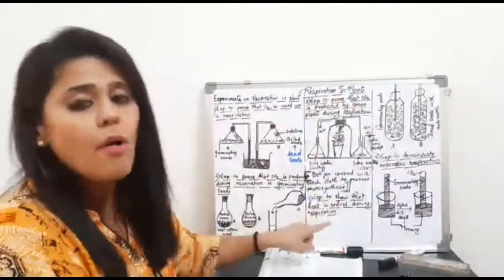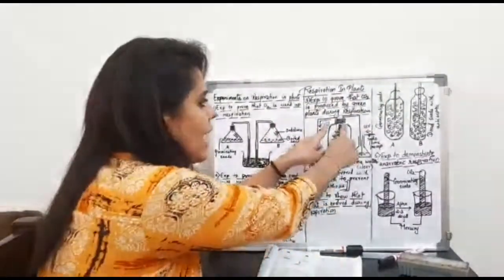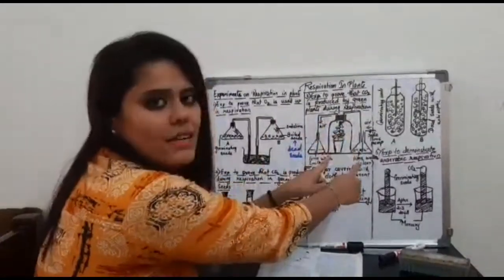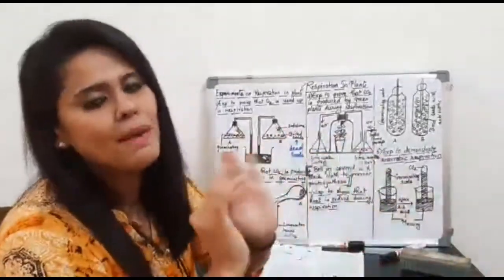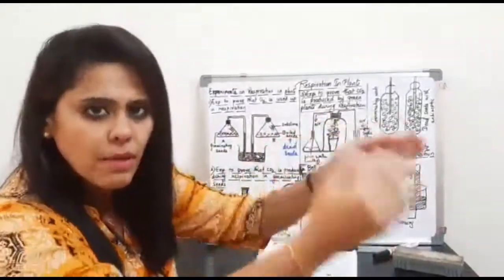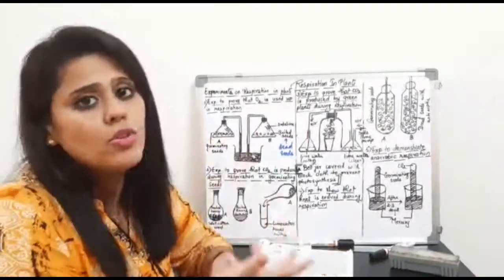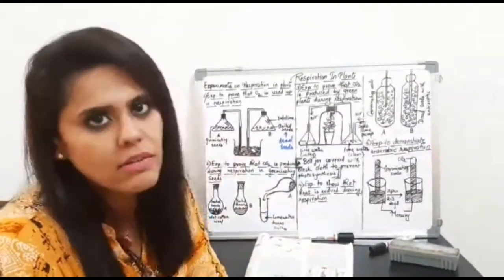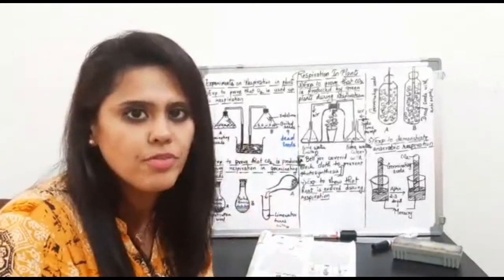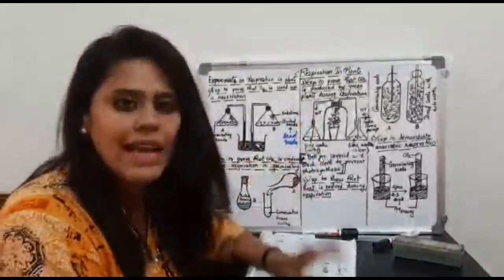So while performing this experiment, this entire bell jar which is placed in the center, you have to cover it with a black cloth or some black paper, or you perform the experiment in the dark. That also can be an option for you. Okay, so this is the third experiment.